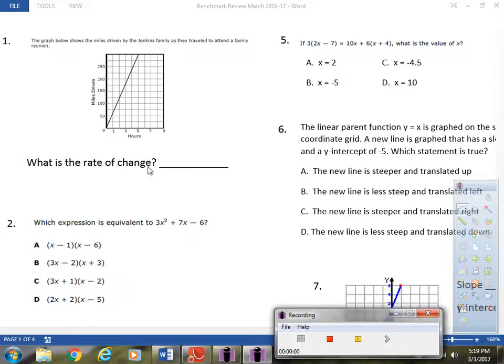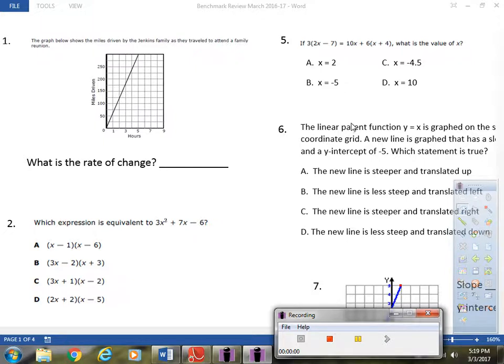So we're going to look at problem number 1. By the way, good luck tomorrow. Do your best. Get a good night's rest. Eat a good breakfast so that you're wide awake during the benchmark. And just do your best. That's all we ask. We're very proud of you. You guys have come a long ways. And show us what you got.